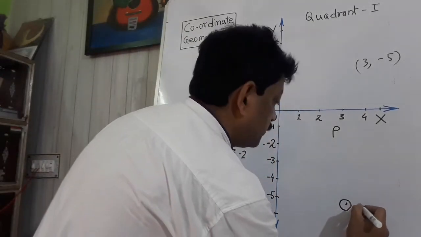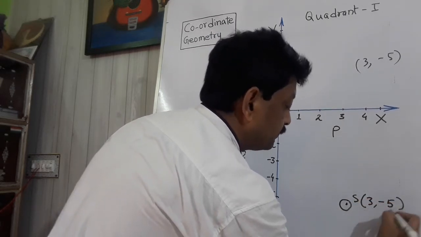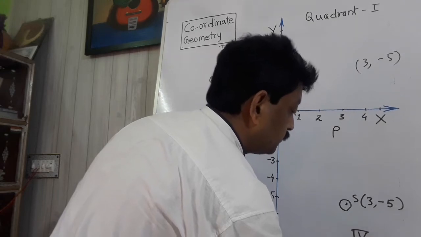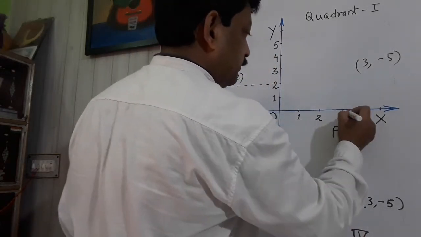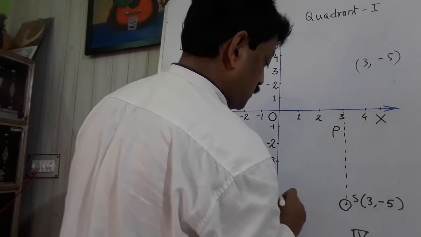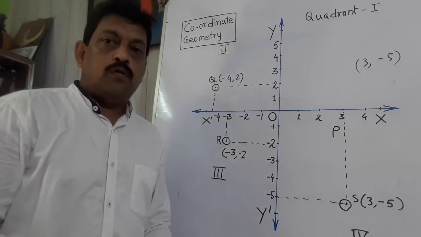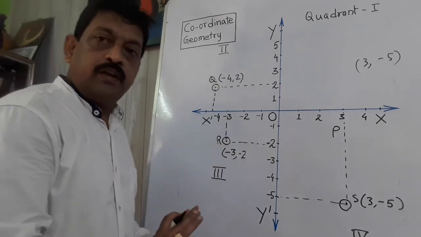Let us represent this point as S, 3, minus 5. Hope you are understanding all this.